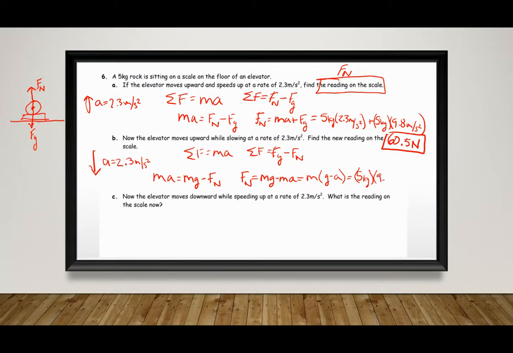My gravity is 9.8 meters per second squared. And the reason I'm able to use positive there is because I've set my downward as my positive. And then also I have minus, I'm sorry, minus my 2.3. So I have 5 kilograms times 7.5. And that's going to end up giving me 37.5 newtons.